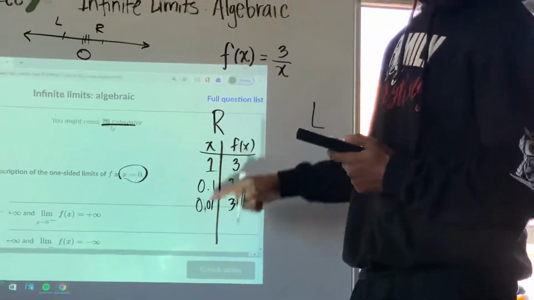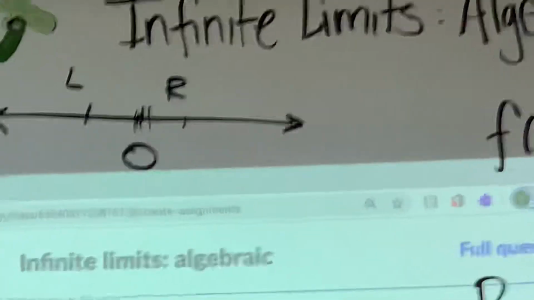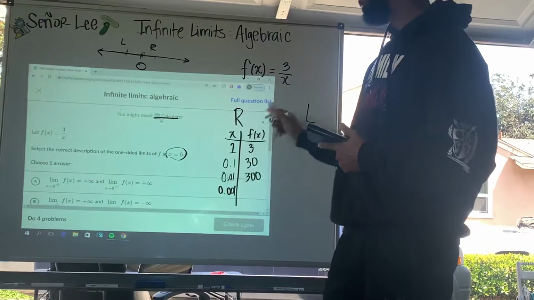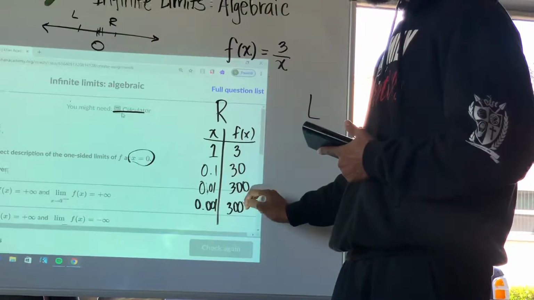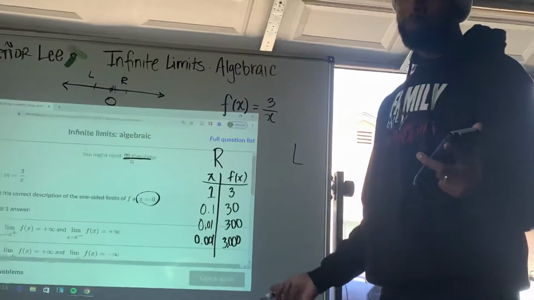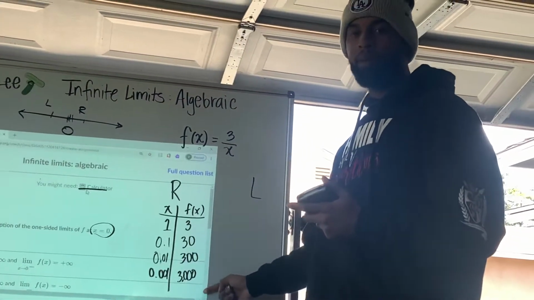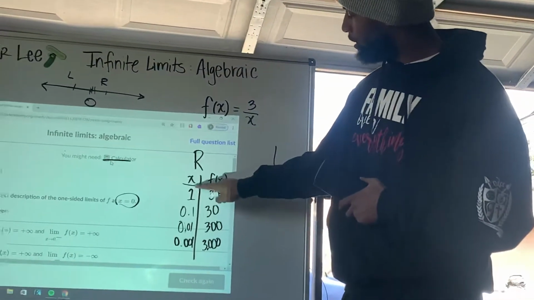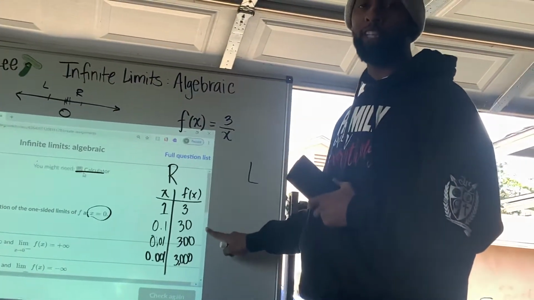Now I'm gonna get even closer to 0 from the right. I'm gonna put 0.001, and you're probably picking up the pattern. You put 3 divided by 0.001, you'll get 3,000. Now I'm gonna stop right here. You can keep doing this if you want, but I noticed that these numbers keep getting bigger and bigger in the positive direction. That tells me as x gets closer to 0, y, or f of x, is gonna get closer to infinity.